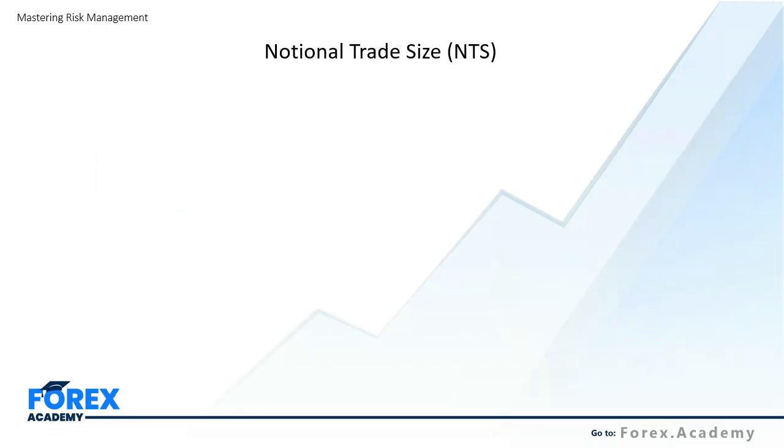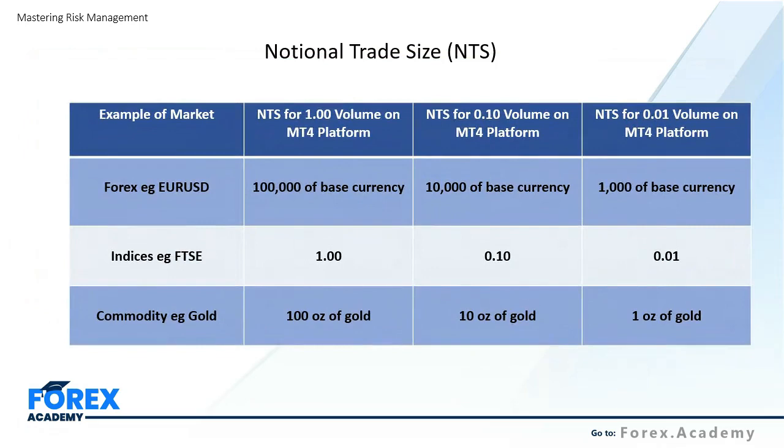So just to explain it in a little bit more detail, we've got 3 markets up on the screen. The first example of a market is a Forex pair. So take, for example, the euro dollar, and the notional trade size for a 1 lot trade or a 1.00 volume on a MetaTrader 4 platform is actually 100,000 of the base currency.